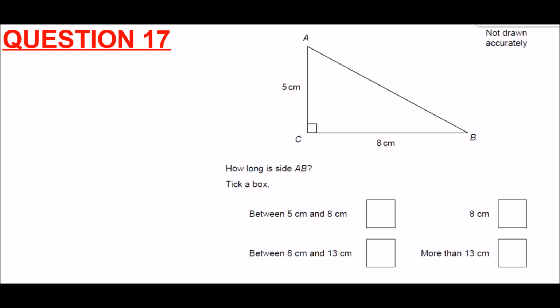Question 17. How long is side AB? Don't go measuring it because yet again it says it's not drawn accurately. So if you know 2 sides and you want to find the third side, what you could do is realise it's going to have to be Pythagoras' theorem. And so x squared is going to equal 5 squared plus 8 squared. Remember with Pythagoras, the big side squared equals the smaller side squared added to the other small side squared.